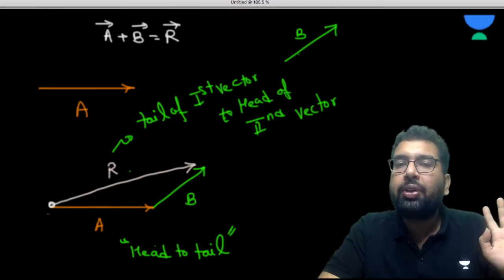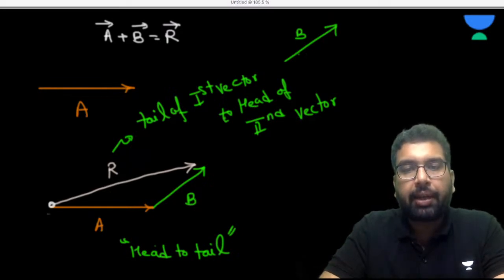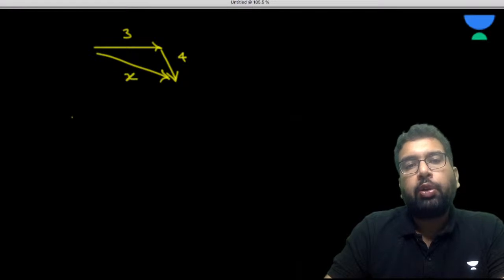So this is going to be your resultant. Is it fine, beta? Please answer me. Now if I say something like this, let's suppose this is 3, this is 4, and this is x. So what is the resultant in this, and what are the two vectors? How are you going to write it?